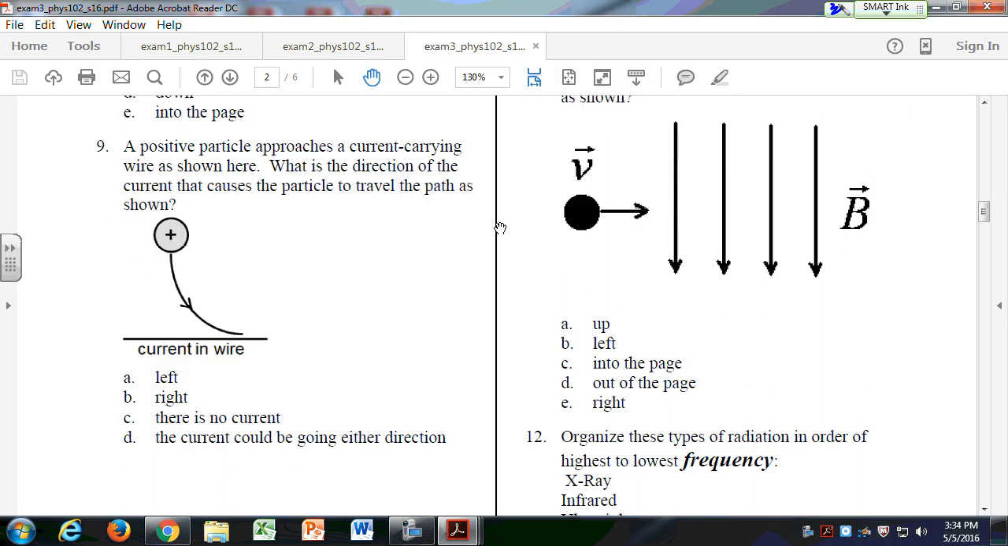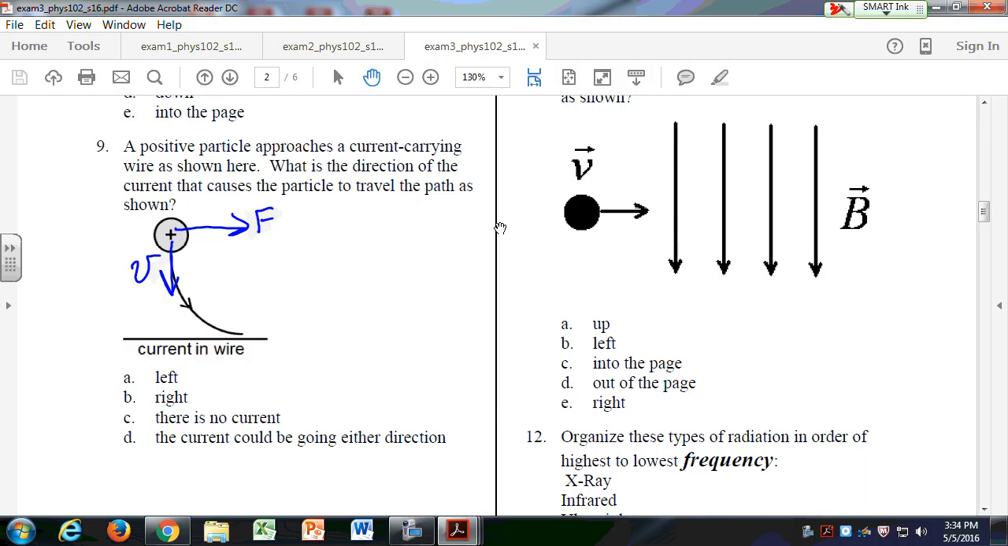Okay, sure. So this is a two-step problem, but it's still right-hand rule. We need to just draw our vectors here. My velocity vector is in that direction. My force vector is in that direction. So you want to ask yourself, what is the direction of the magnetic field? So V is in that direction. F is to the right. And so the magnetic field is into the page.